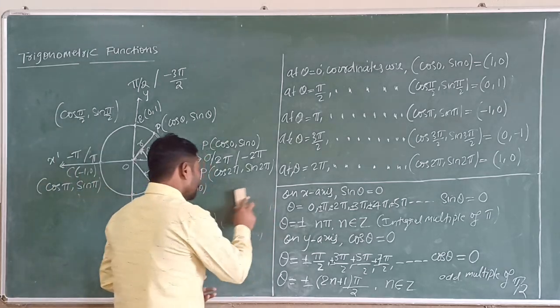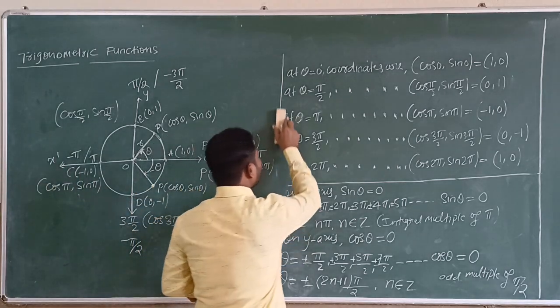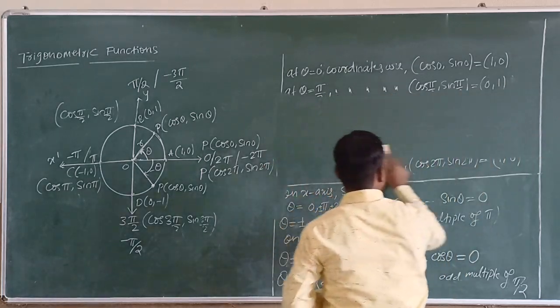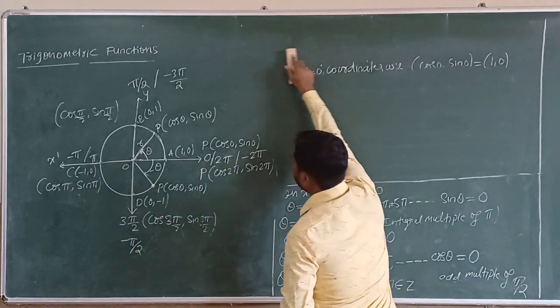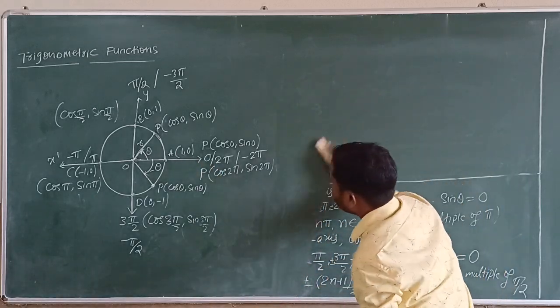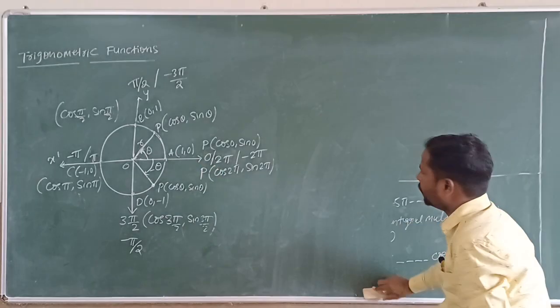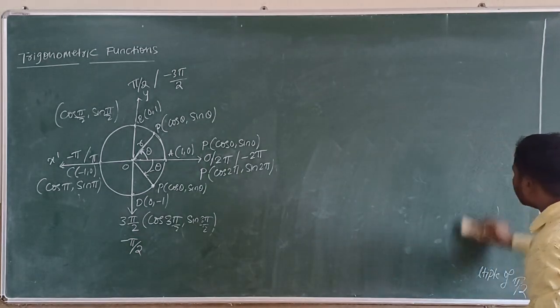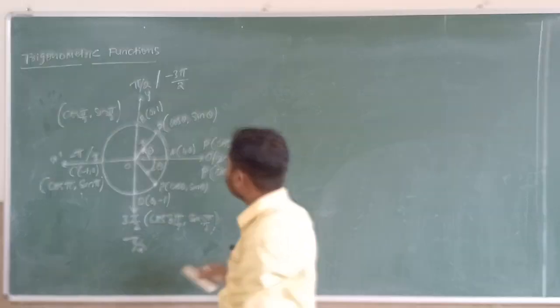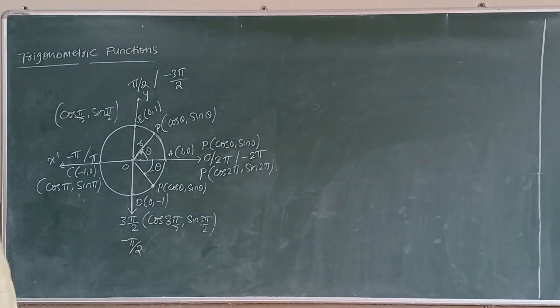Now tell me what is cos 0 there? Cos 0 is 1. Correct? Cos 90 is 0. Cos 180 is minus 1. Cos 270 is 0. Cos 360 is 1. Correct?